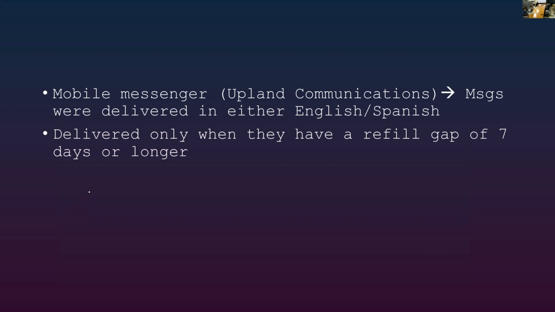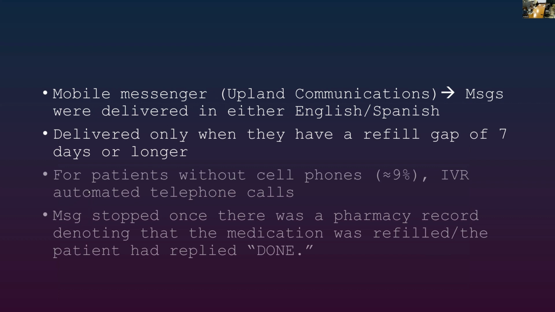So how did they go about the messages? They used Upland communication messages. They sent messages in English or Spanish based on the preference of the patient. They delivered only when the patients had a refill gap of 7 days, and then they would send subsequent messages on day 1, day 2, like that. Patients without cell phones would get an automated voice call. Messages were stopped once the pharmacy record showed that the prescription had been filled, or the patient replied saying it was done. The study was deemed minimal risk, so they waived consent and obtained IRB approval from the Colorado IRB board.